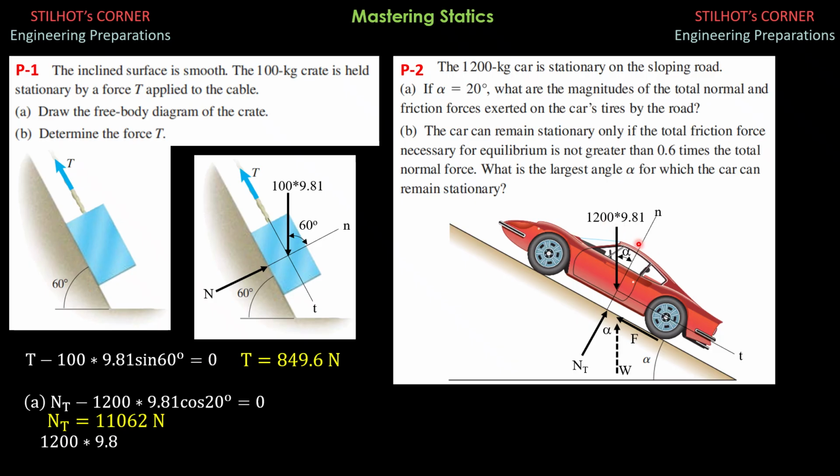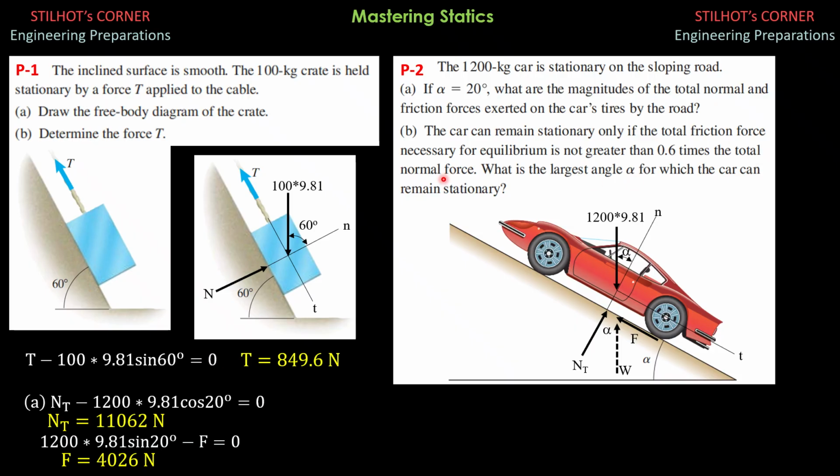So it is 1,200 times 9.81 sine of alpha, then minus F. So we treat 1,200 times 9.81 sine of alpha in that direction, in the direction of t. So that's why I treat it as positive. Then F should be negative, equals 0. So F is 4,026 newtons.